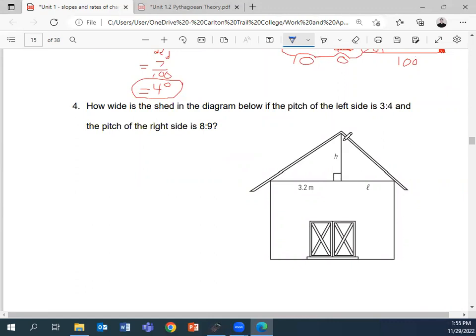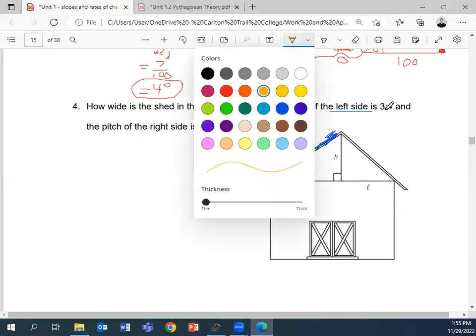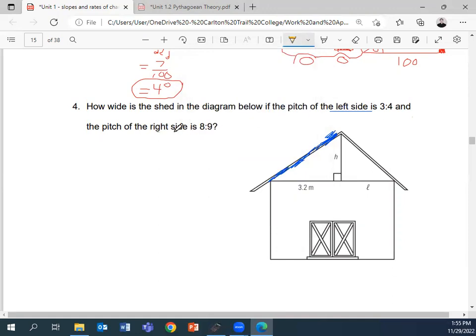So again, we've thrown you a lot of stuff. Let's figure out, is this talking about angles or sides? This is going to tell us what we need. How wide is the shed in the diagram below? If the pitch of the left side, that's the blue stuff, this thing here, is 3 to 4, and the pitch of the right side, let's do orange, is 8 to 9. So it's just talking about lengths in this case.